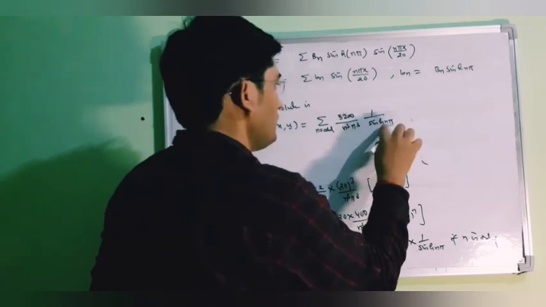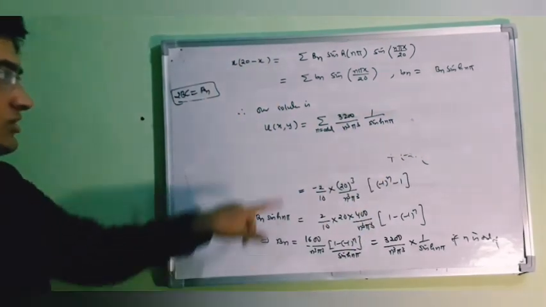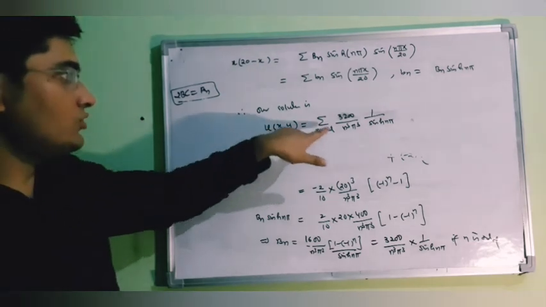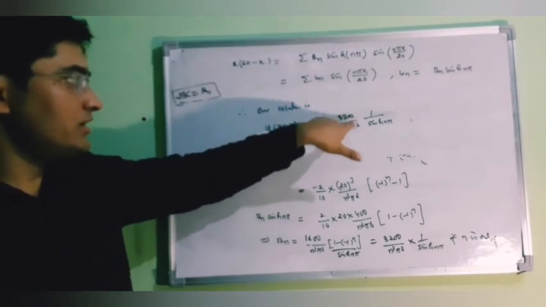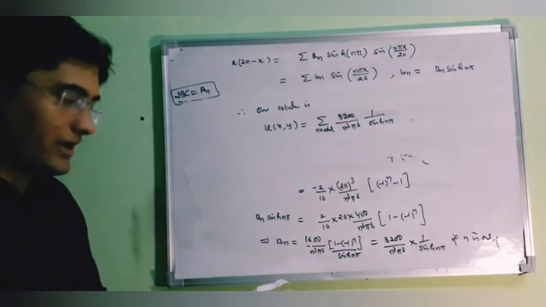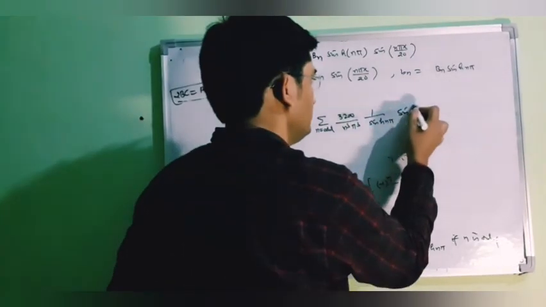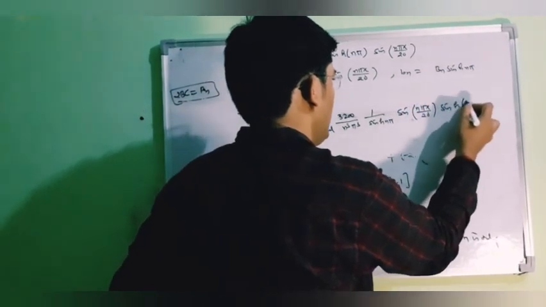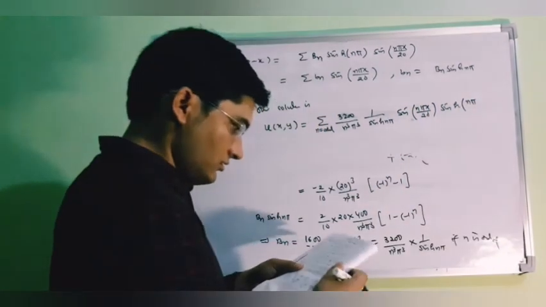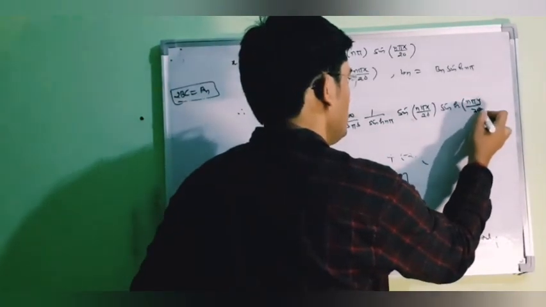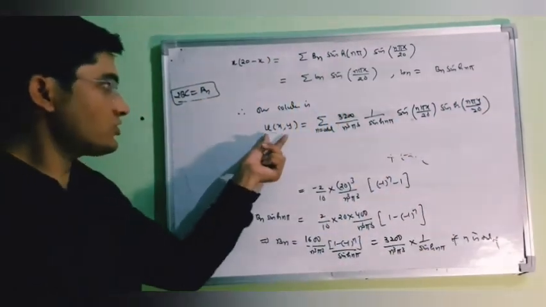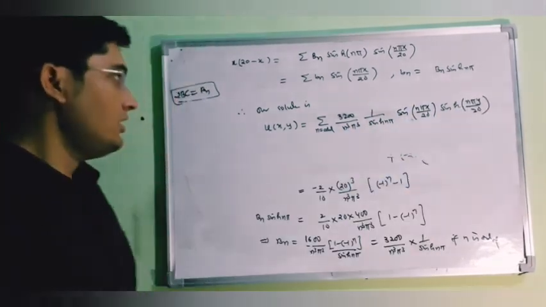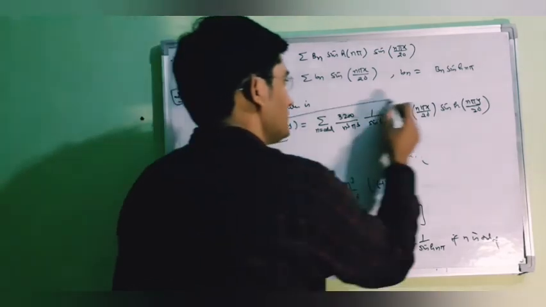Now we are putting our solution in this general solution, which was u(x,y) equal to summation bn into sin n pi x upon 20 into sinh n pi y upon 20. The general solution was bn into sin n pi x upon 20 into sinh n pi y upon 20. So this is our final solution of the problem.